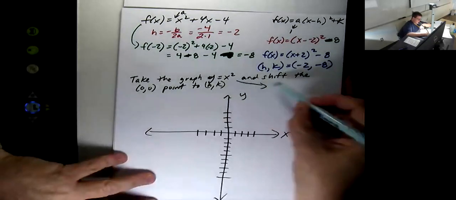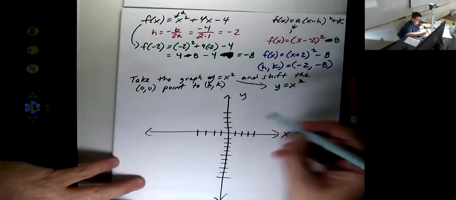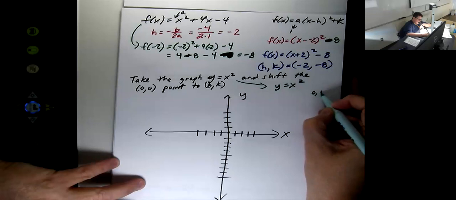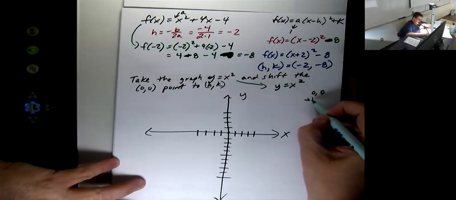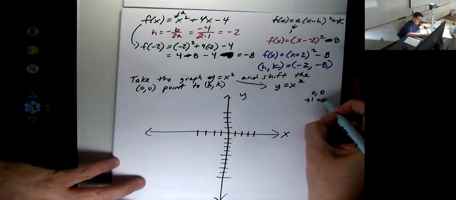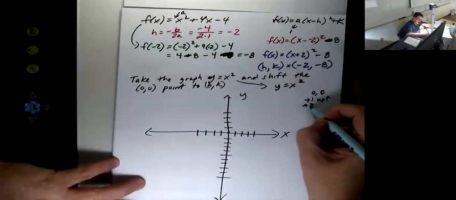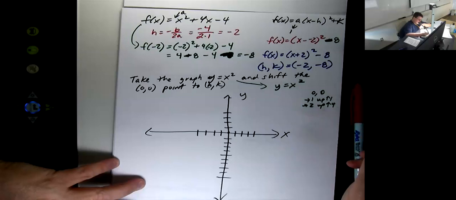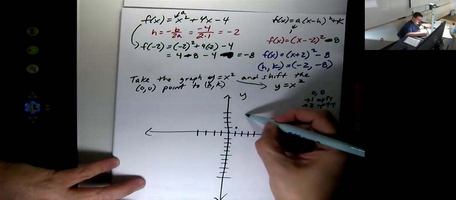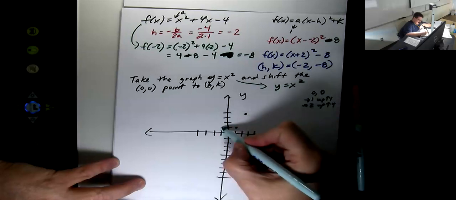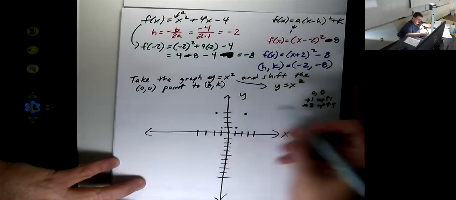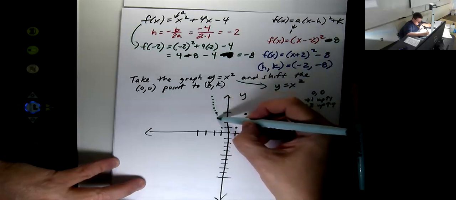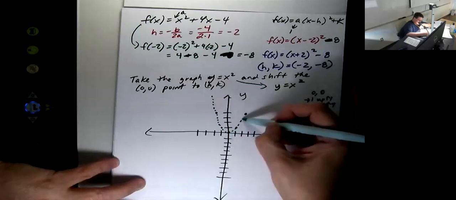So y equals x squared, I'm going to plot that. Remember, we've got the 0, 0, then to the right, up 1, right 2, up 4. And we do the same thing with the left. It's symmetrical. So I would have this for my y equals x squared.